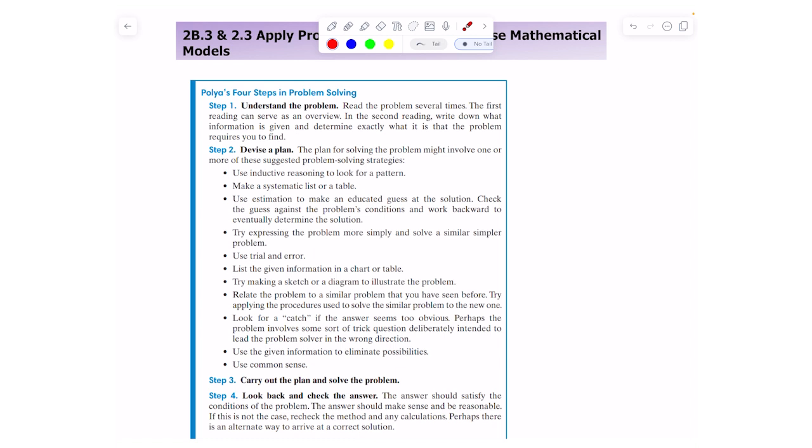Look for a catch, which is when the problem involves some sort of a trick question deliberately intended to lead you in the wrong direction. You can eliminate those things, and then use given information to eliminate some possibilities, and also, of course, use some common sense. Ask yourself if your answer or the strategy you're using makes sense.